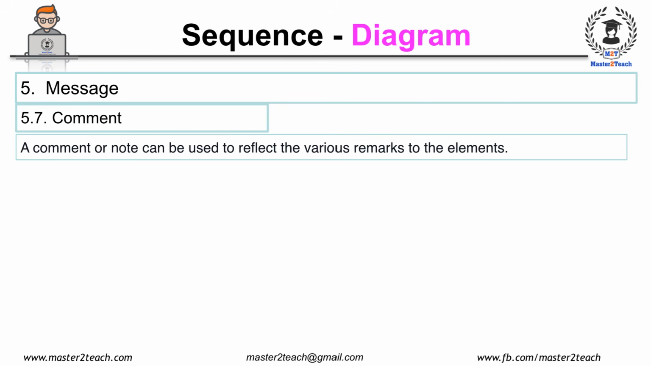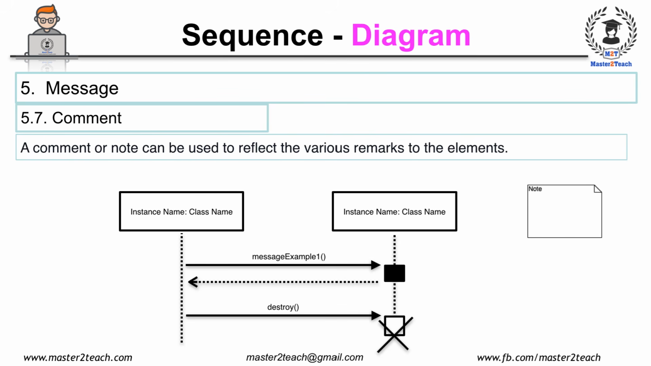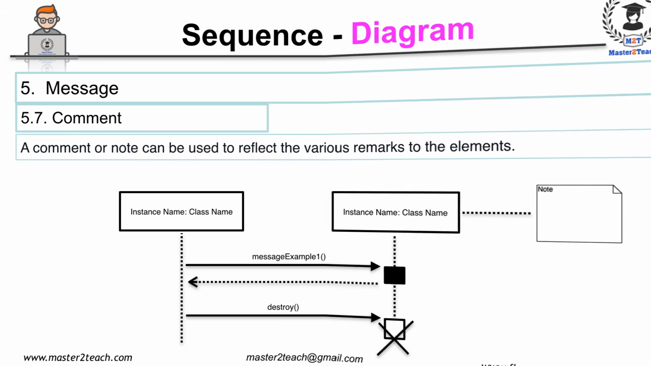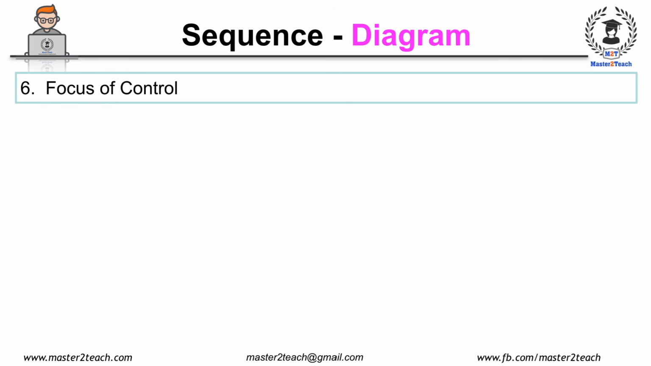A comment carries no semantic force but may contain information that is useful to the modeler. The comment object is a rectangle with a folded cover corner, as shown in the diagram. The comment can be linked with the related object with a dash line. Now let's move further. Focus of control.